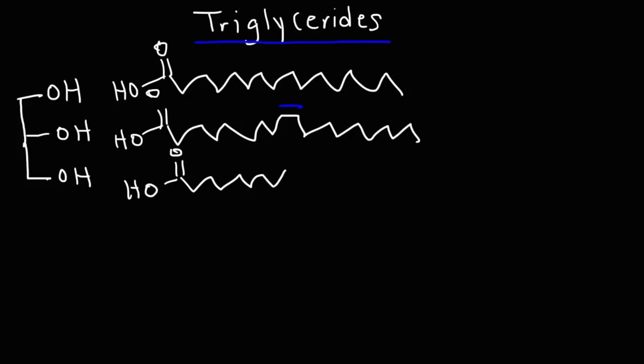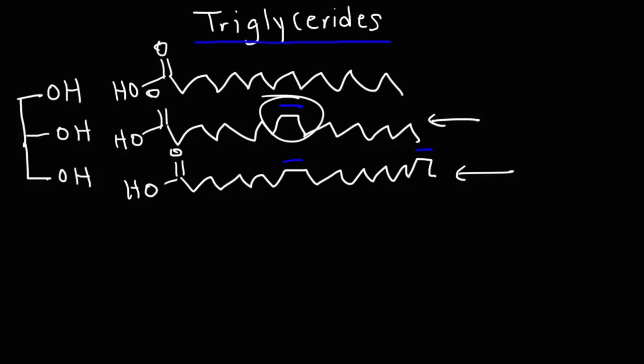The first fatty acid is a saturated fatty acid. The second one is a monounsaturated fatty acid because we only have one double bond. When you have multiple double bonds, you have a polyunsaturated fatty acid.